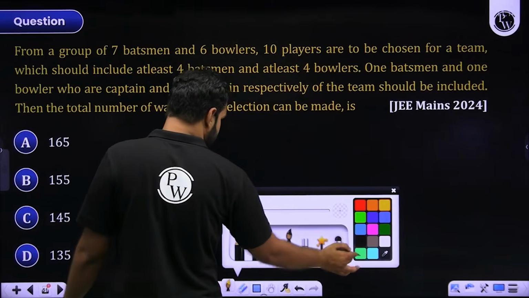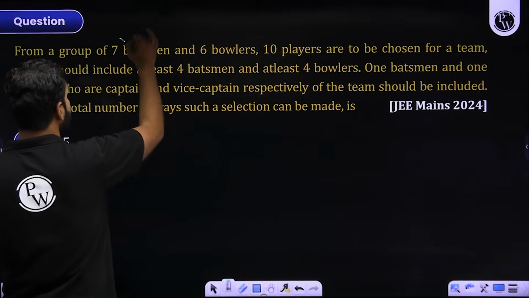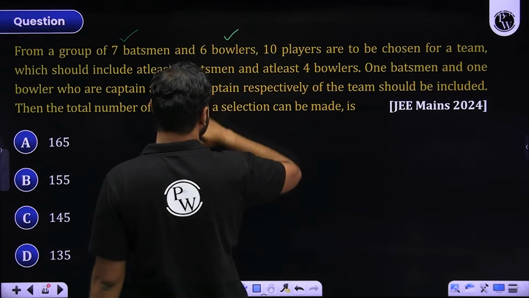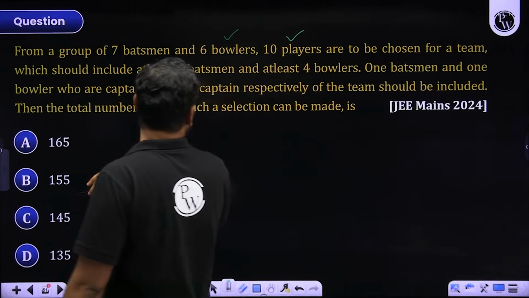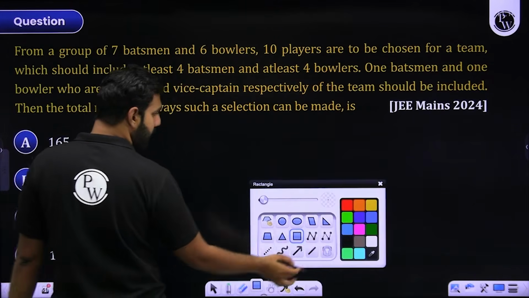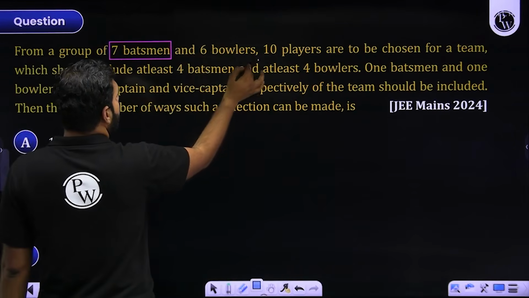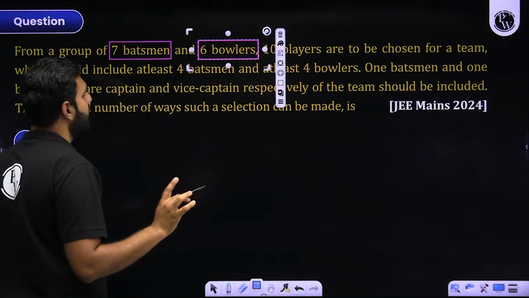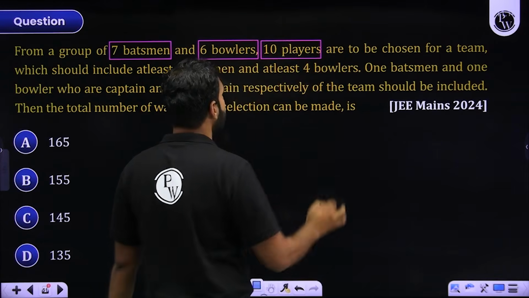What does the question say? The question says that from a group of 7 batsmen and 6 bowlers, 10 players are to be chosen for a team. Okay, so let me write this data here. How many batsmen do I have? I have 7 batsmen. I have 6 bowlers. And I need to choose 10 players. All right, so I need to make a team of 10 players.